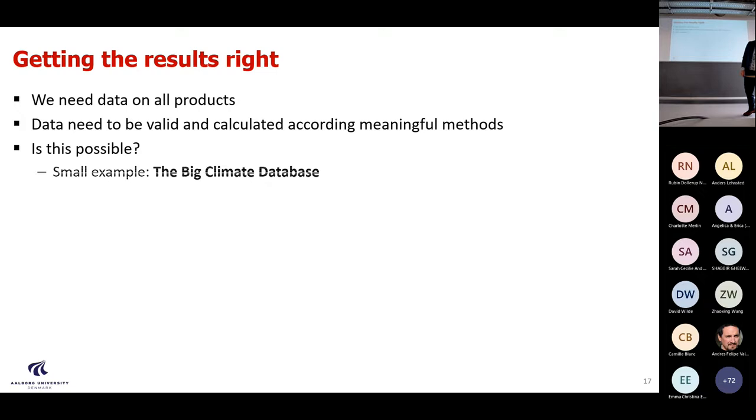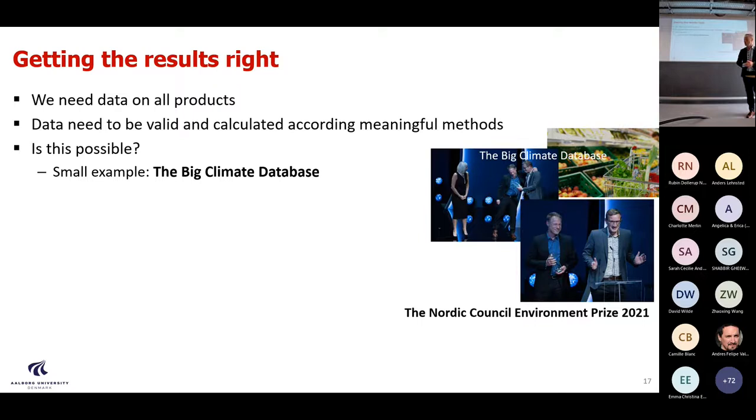A small example of getting data on every product and actually calculating according to meaningful guidelines. We did a small example. This small example is called the Big Climate Database. We did it together with the Danish NGO, Concito. It was a super small project, less than a million kroner from my side. And we calculated impacts of 500 different food items. And we were so lucky that we even got the Nordic Council Environmental Prize for it. And that was just a small example.